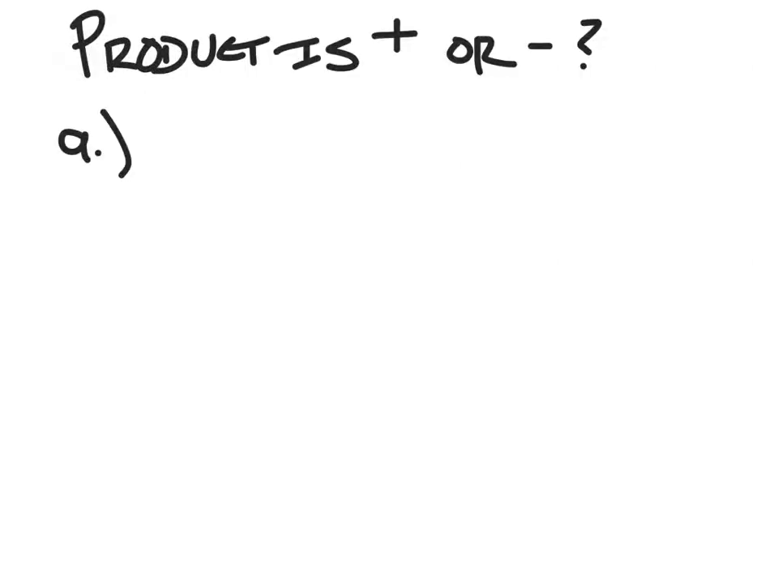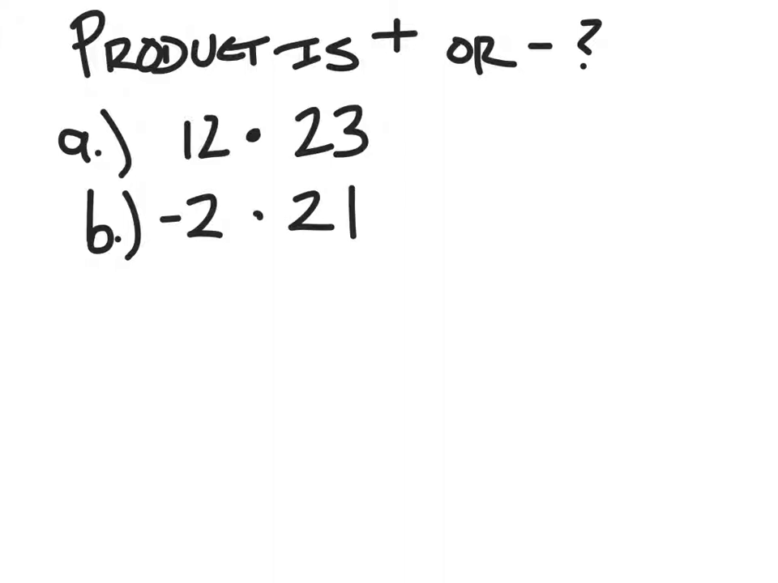All right, let's look at A. You guys give me a number. 12 times 23. Is the answer to this going to be positive or negative? Positive, very good. Give me another number. Negative 2 and 21. All right. Answer positive or negative? Negative, very good.